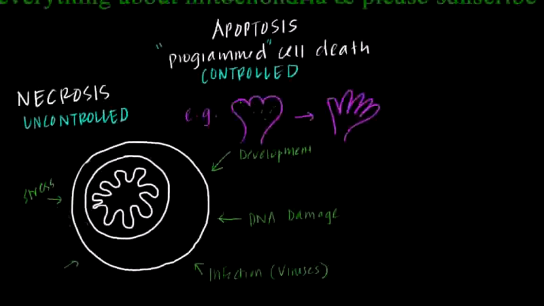And finally, I want to mention that reactive oxygen species, which are often referred to as ROS, can also induce cell death. Now, these reactive oxygen species are exactly what they sound like. They're oxygen species that have acquired oftentimes an unstable number of electrons, and that makes them very reactive.